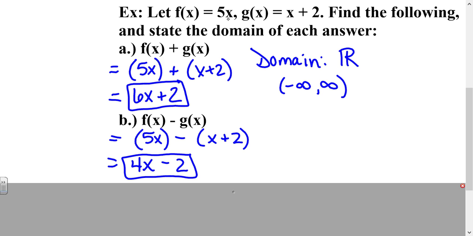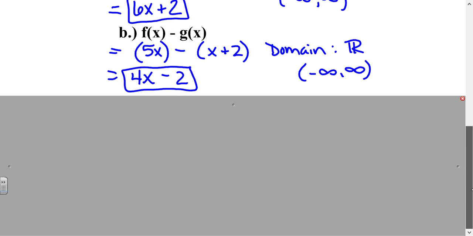I already discussed that the domain of the originals would be all real numbers, and the domain of this answer would be all real numbers as well, because I can plug in any number I want for x and I can get an answer that's a real answer. So the domain of this one would be all real numbers, or you could put from negative infinity to positive infinity if you wanted to write it in interval notation.